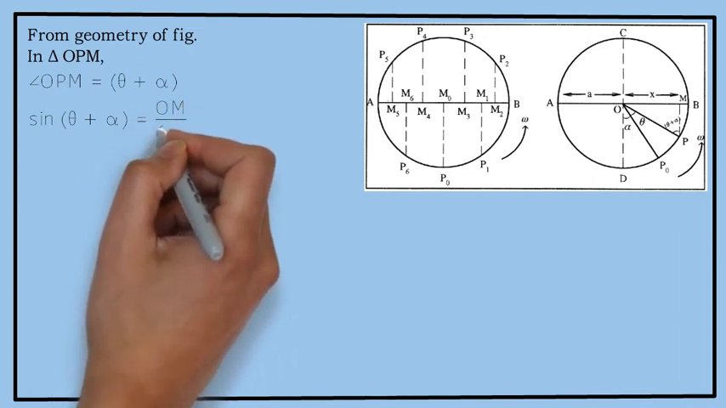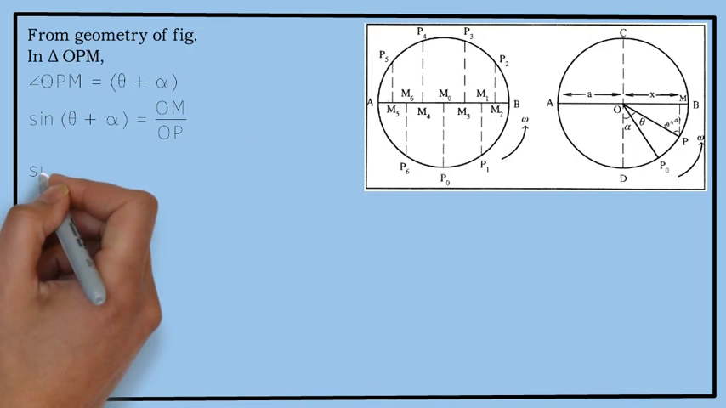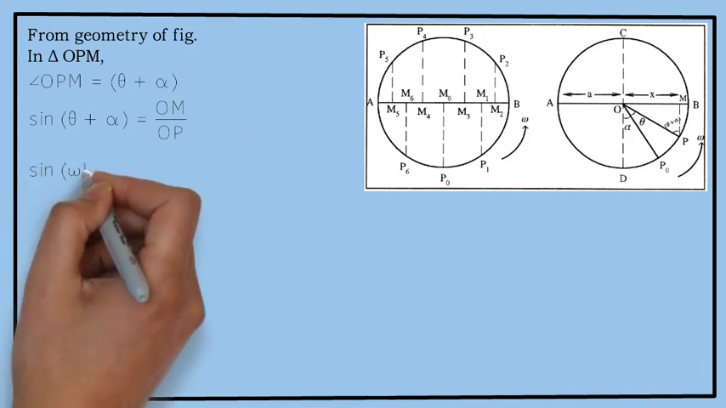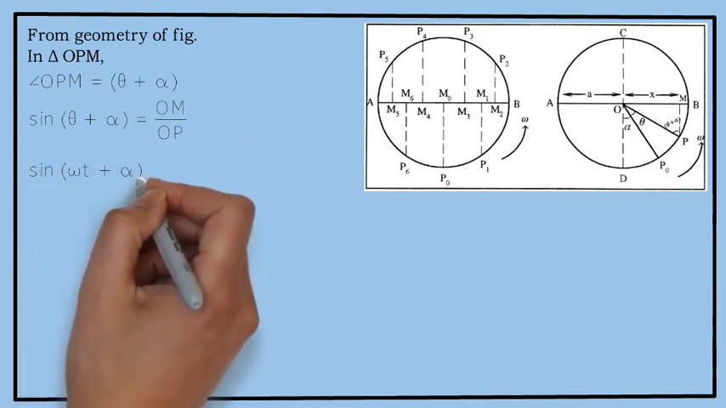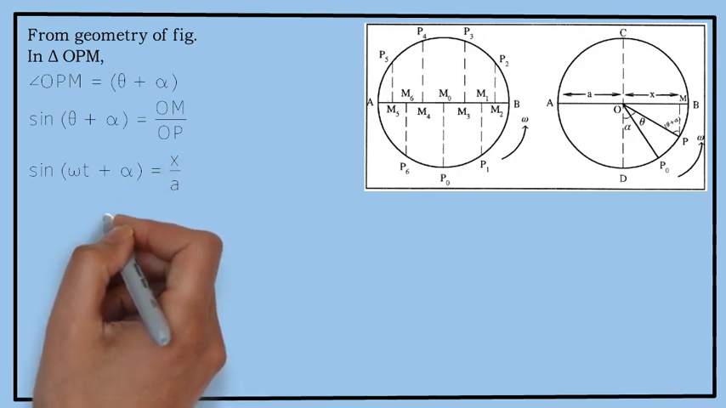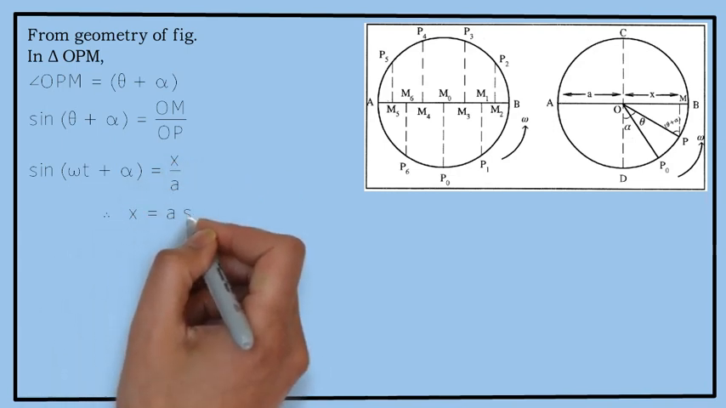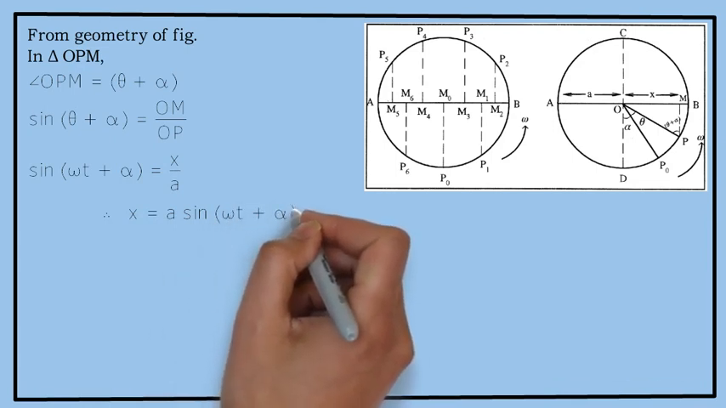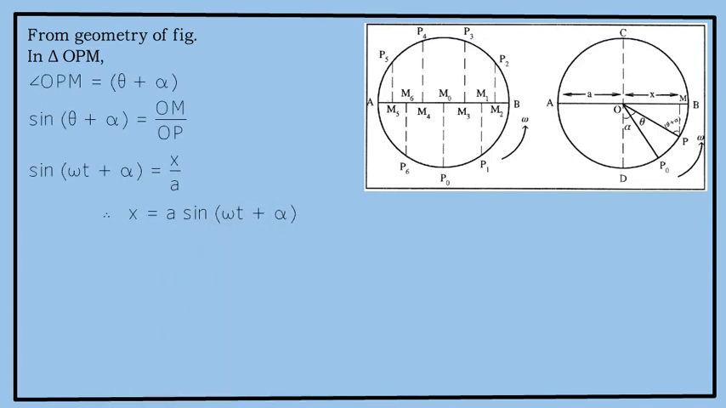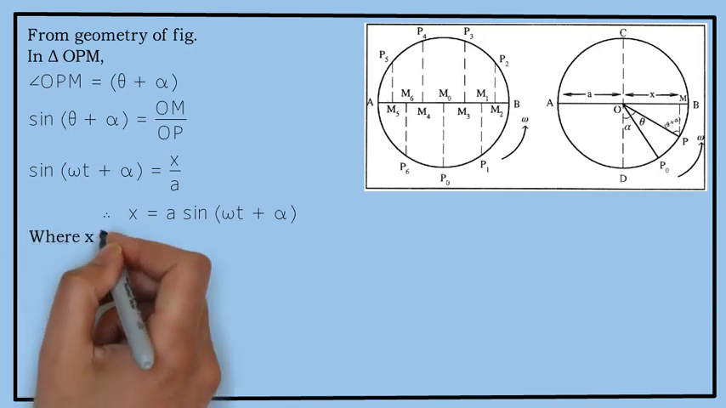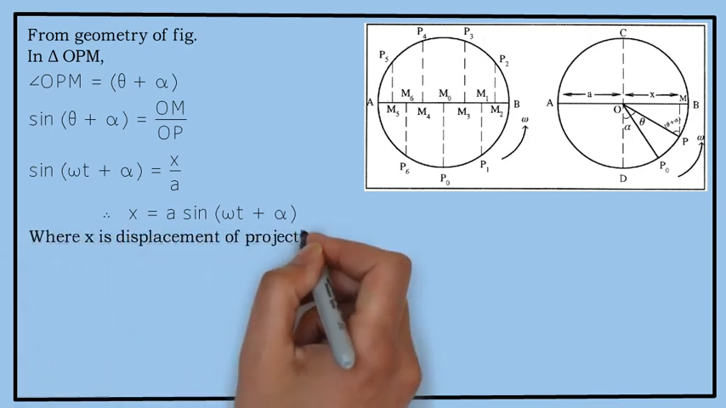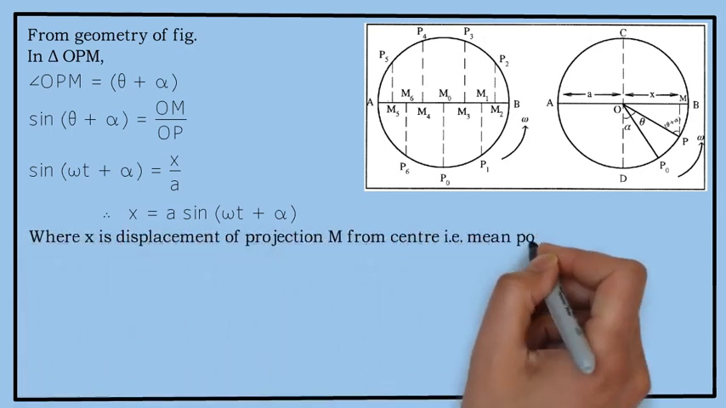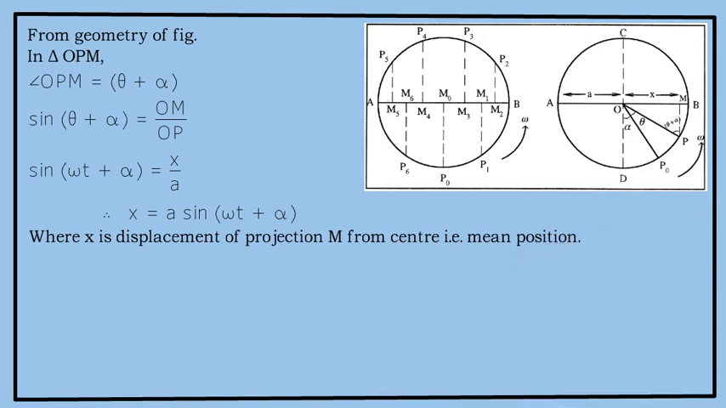Sin of theta plus alpha is equal to what? Sine of an angle is always opposite upon hypotenuse. If you see the diagram, the opposite is OM and the hypotenuse is OP. So sin of omega t plus alpha is equal to x upon a. So x is equal to a sin of omega t plus alpha, where x is the displacement of projection M from the center, that is, the mean position.